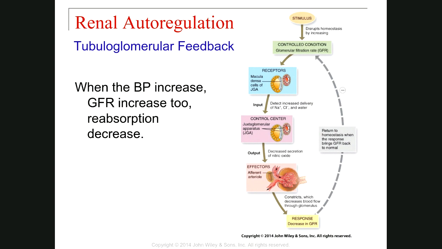In this feedback, you see that when the GFR increases, when the blood pressure increases, our macula densa inhibits secretion of nitric oxide, and by inhibition of this secretion, the blood pressure decreases. And when the blood pressure decreases, our GFR comes down. So by myogenic response and tubuloglomerular feedback, our kidneys can control the GFR.